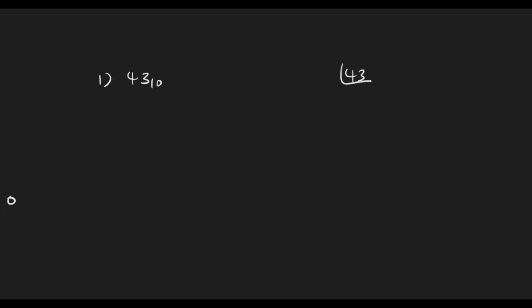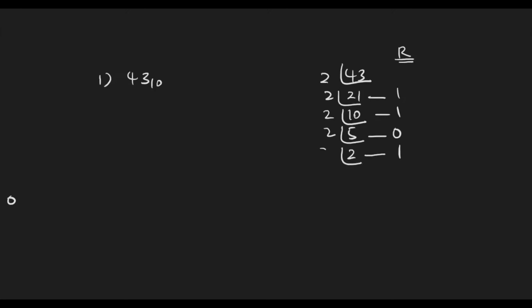What you're supposed to do is find this thing called the remainder. So 43 divided by 2 will give you 21, and remainder 1. 21 divided by 2 will give you 10 with the remainder 1. 10 divided by 2 will give you 5 with no remainder. 5 divided by 2 will give you 2 with remainder 1. 2 divided by 2 will be 1 with no remainder. And 1 divided by 2 will be 0 with the remainder 1.